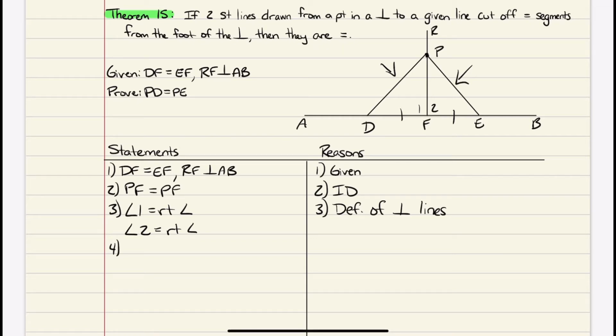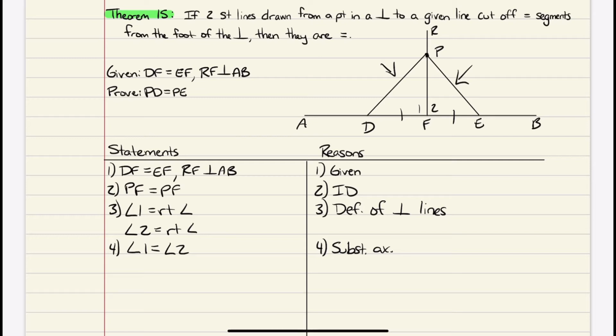And so we can then, by substitution, say that angle 1 equals angle 2. And that'd be our substitution axiom. All right. So now we have quite a bit of information already about this picture. We've stated that this is equal to itself. We've stated that these two sides are equal to each other. We've stated that these two angles are equal to each other.